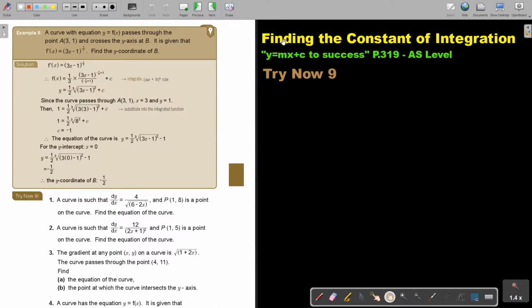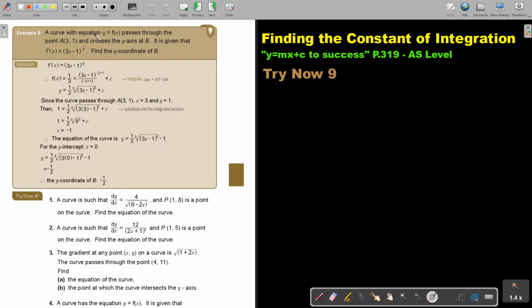In this video, we are going to continue with finding the constant of integration. You will find this on page 319 in the Namibian AS-Level Mathematics textbook, y equals mx plus c to success. Let's look at another example.